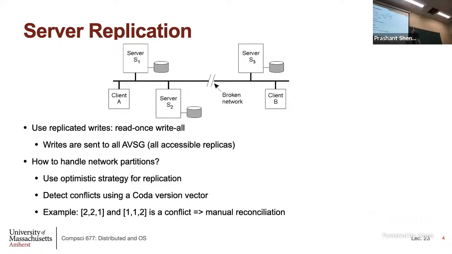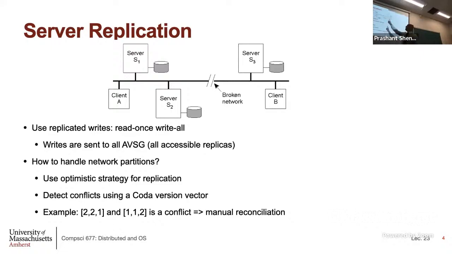The way you are going to do this is, as I said, each file has a version number. Every time you update it, you keep track of that version number. So for example, let's say that this file starts with version 1. Every server in the system has version 1 of this file. At this point, the network gets disconnected. So the version vector is going to look like 111, which means that server 1 has version 1, server 2 has version 1, server 3 has version 1.